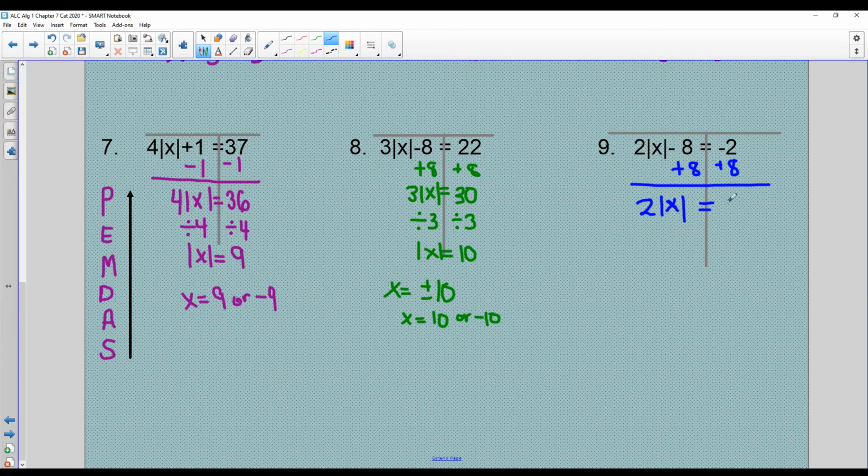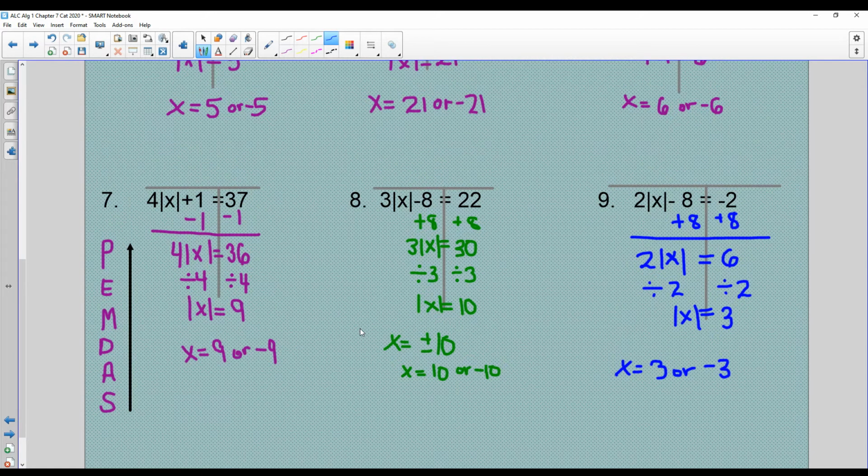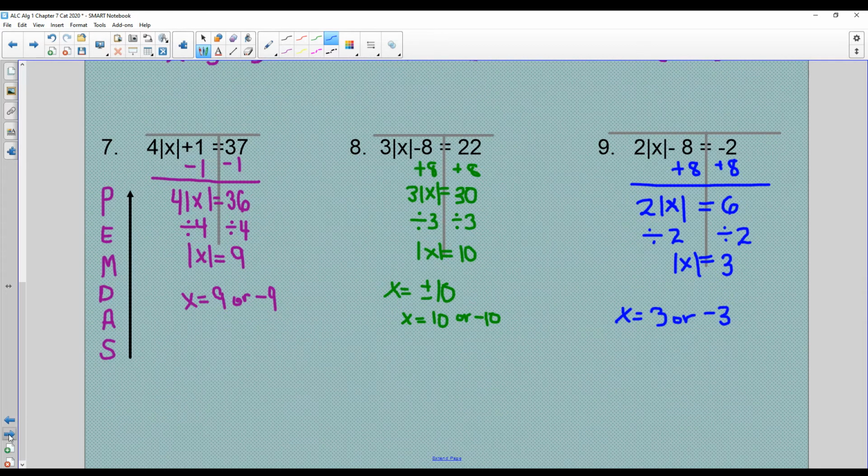Hopefully you remember that from a previous problem, or at least it feels familiar. The answer is 6. How do you undo that 2? You divide by 2. What's 6 divided by 2? The answer is 3. And then you just have to think, okay, what numbers have an absolute value of 3? And last but not least, it's x equals 3 or negative 3. And that's the new topic of this lesson.